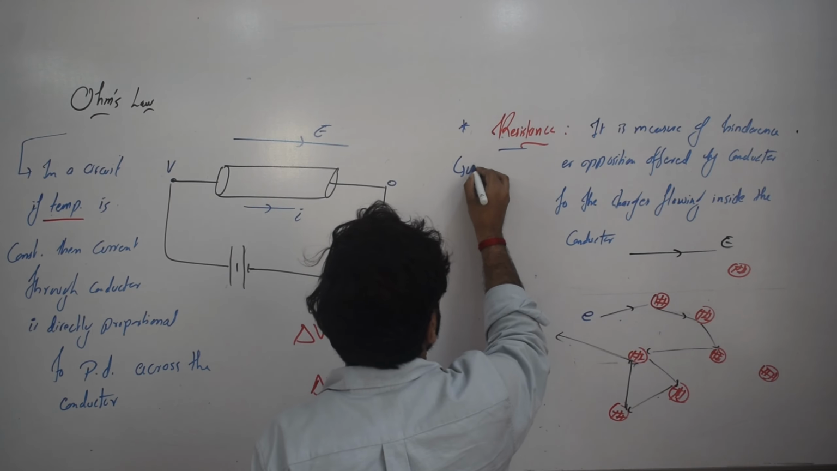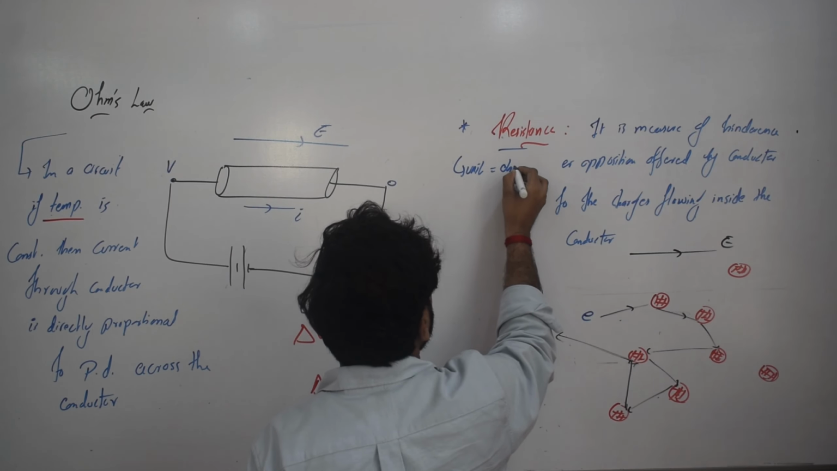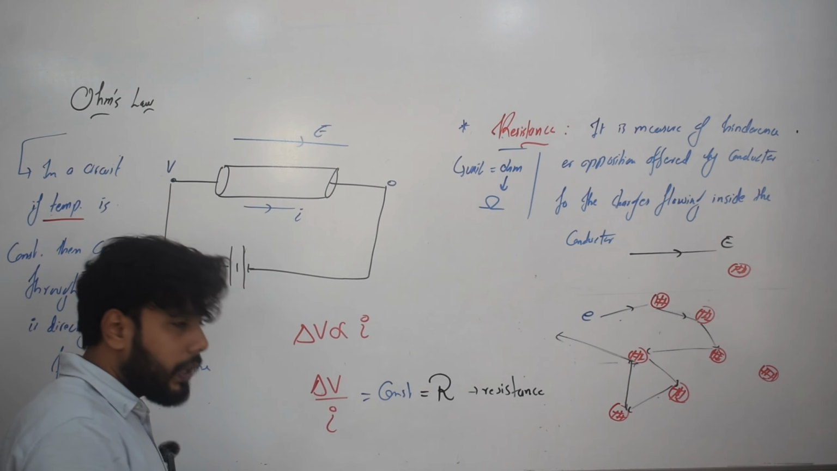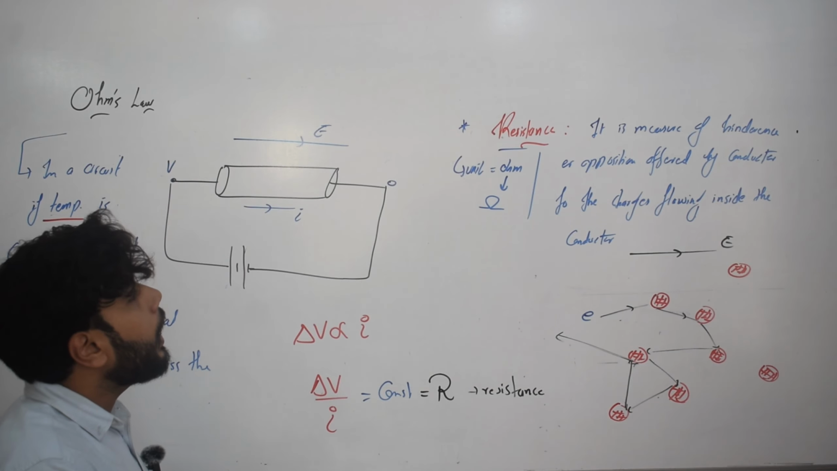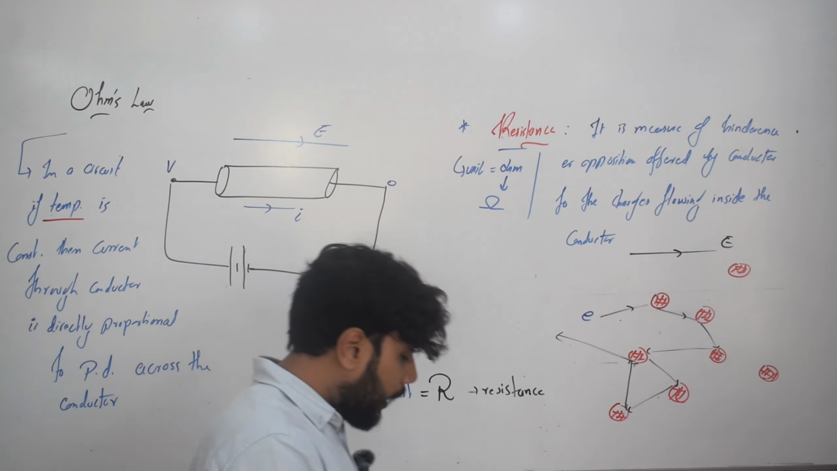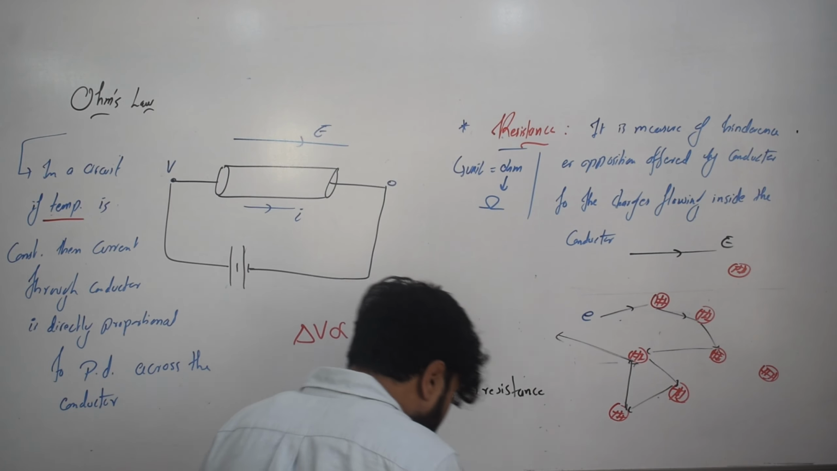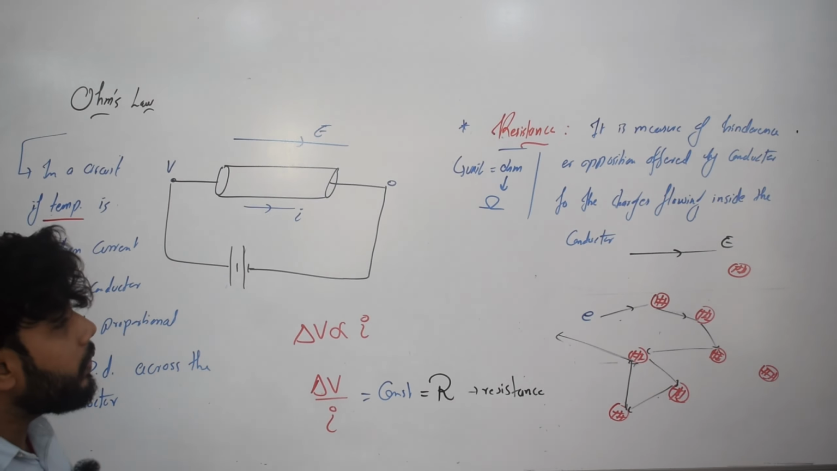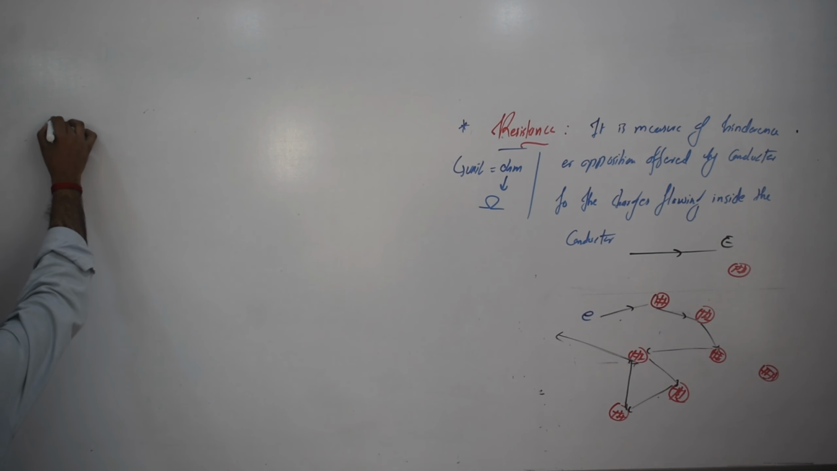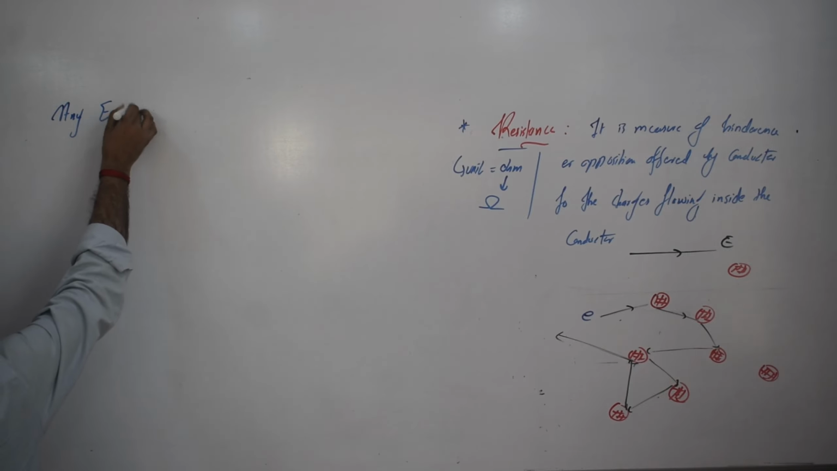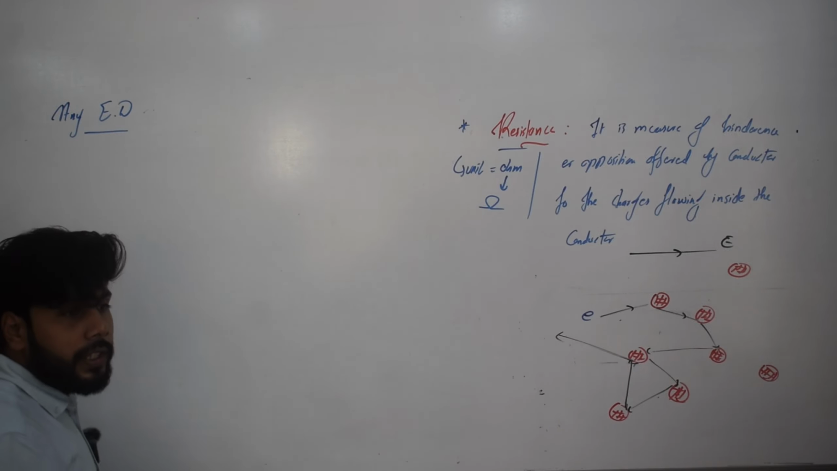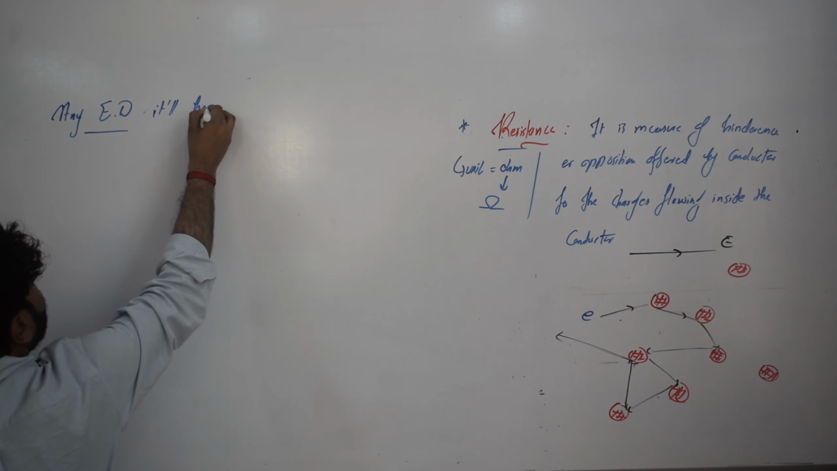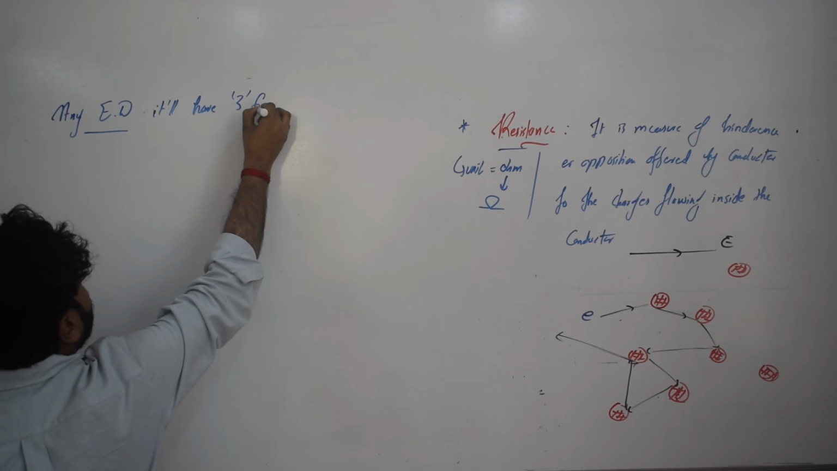And the unit of resistance is ohm, and we can symbolize it by this, right? So it is nothing new. We have already studied what resistance is, and the unit of resistance is ohm. And I will tell you one more thing: any electrical device which you have already studied or which you are going to study will have three fundamental properties.